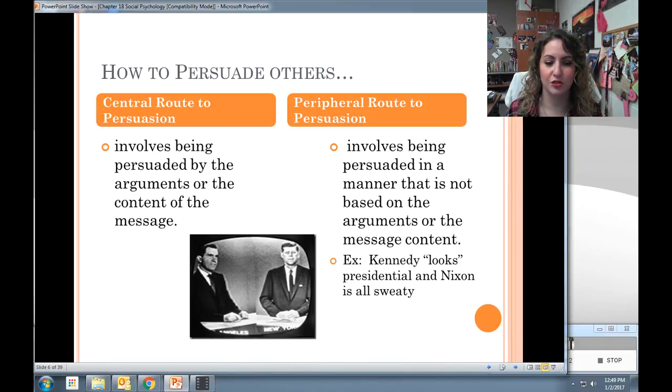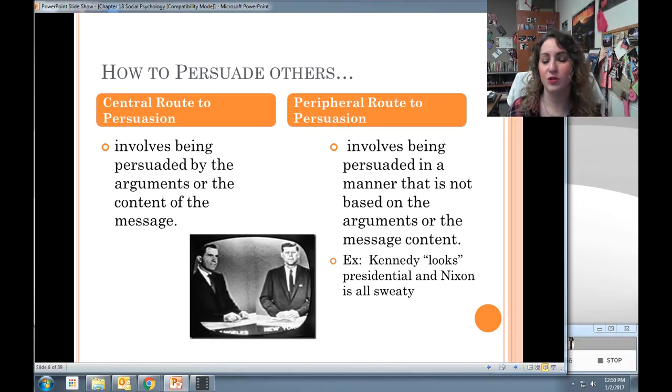The people that listened just to the message, because that's all they could hear on the radio, were listening to the central route of persuasion, and they thought Nixon made a very valid argument and that he won that debate. But the people that watched it on TV said, no, Kennedy won that debate because look at him. He looked presidential, young, handsome, and Nixon was known to sweat a lot. With the heat from the lighting, he was sweating a lot. So he'd answer a question, but then tap his brow to wipe the sweat off. And people thought that made him look nervous and unsure and like he was hiding something.